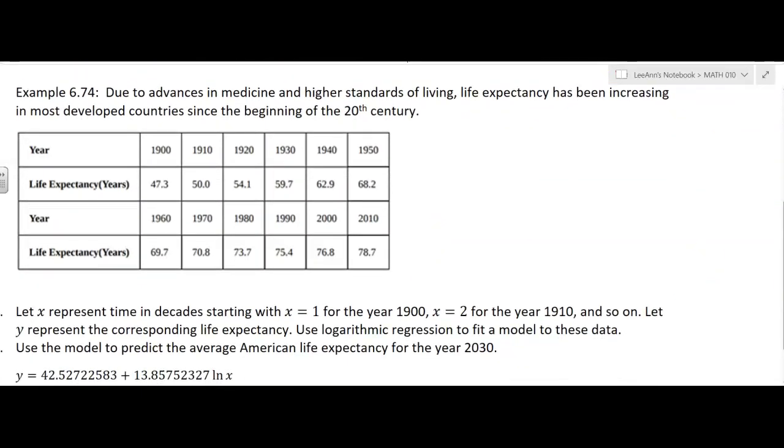Due to advances in medicine and higher standards of living, life expectancy has been increasing in most developed countries since the beginning of the 20th century. And they give us this table of year and life expectancy. All right, let x represent time in decades. So we're going to be going every 10 years, starting with x equals 1 for the year 1900. So 1 for 1900, 2 for 1910, and so on. Now this is important because of our model and our x values.